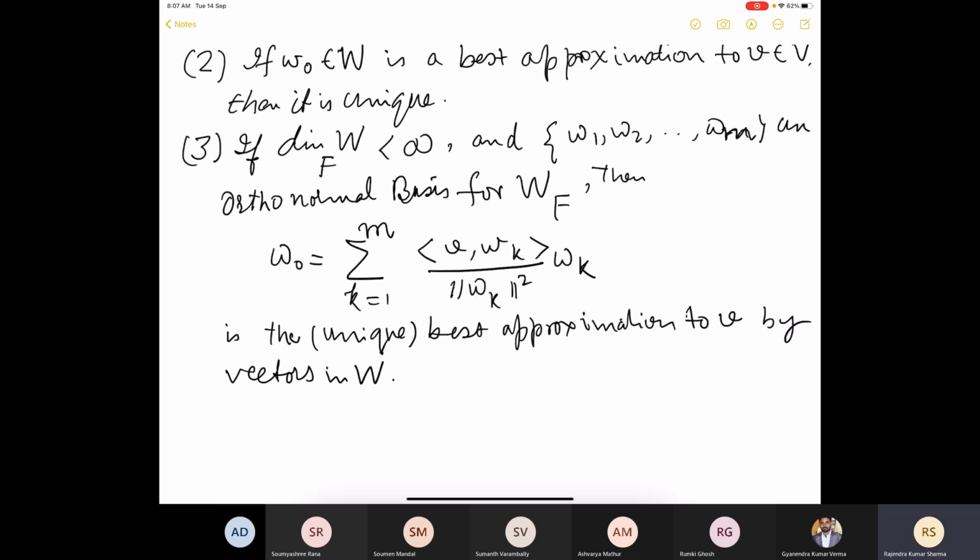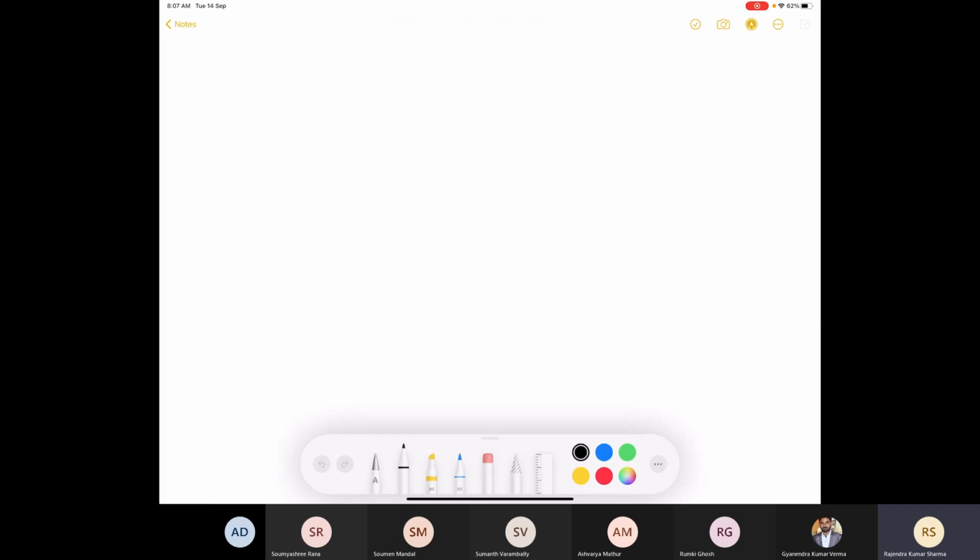So before proceeding further, let me have just one or two examples on best approximation, and then we should move to something else. All right, so examples.